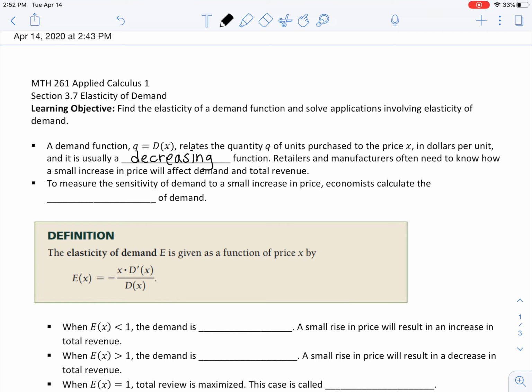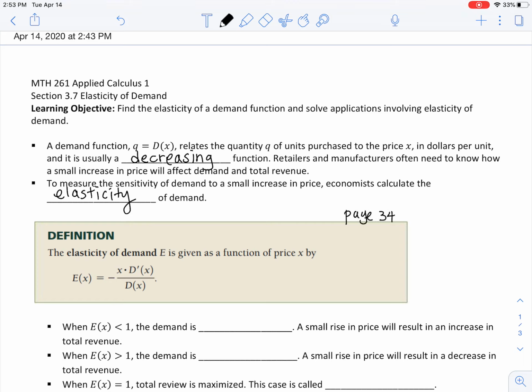To measure the sensitivity of demand to a small increase in price, economists calculate this thing called elasticity of demand. And our textbook goes in and derives this formula, or function, for us, but I've got it here for you. And if you want to know the textbook page number, let me see if I can give it to you right now. This ebook, just keep on going back to this ebook.